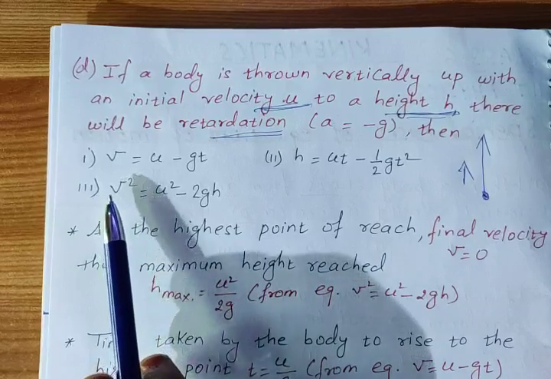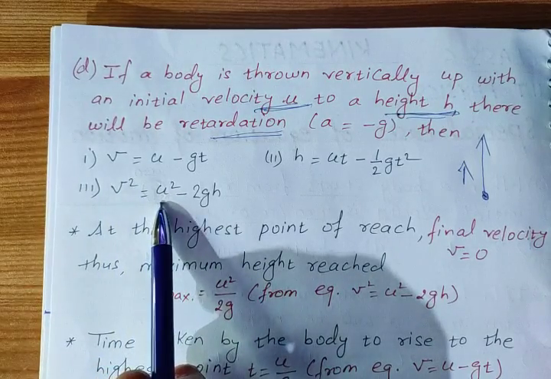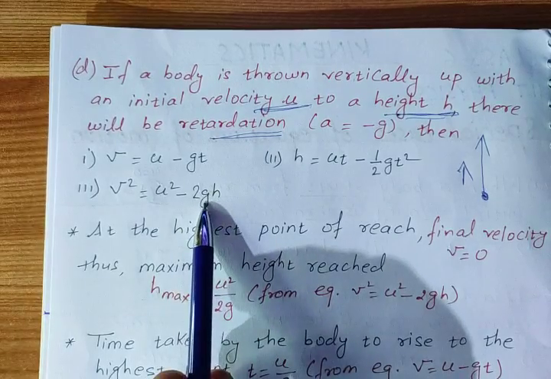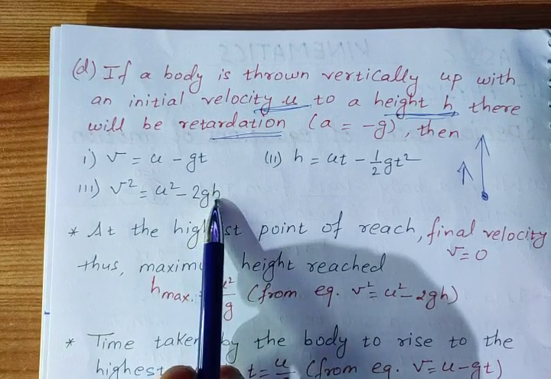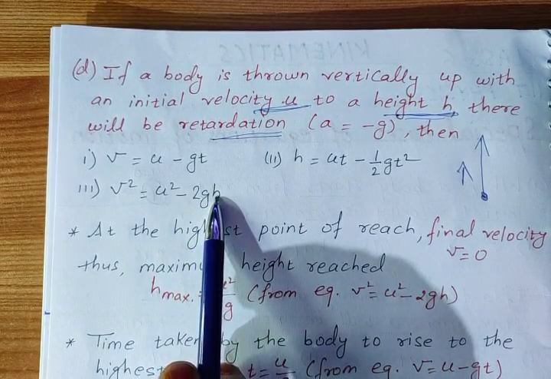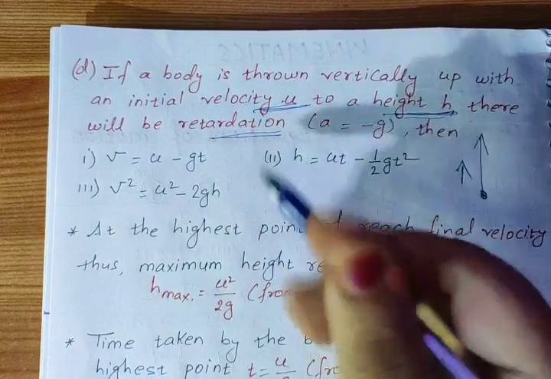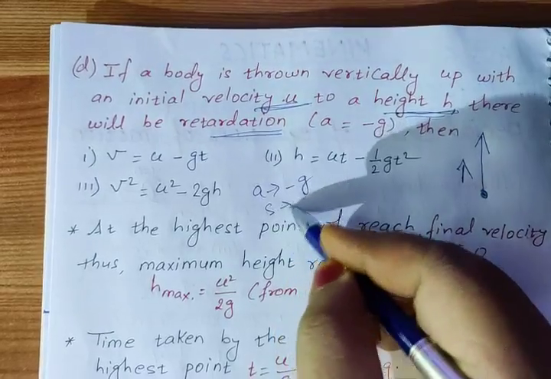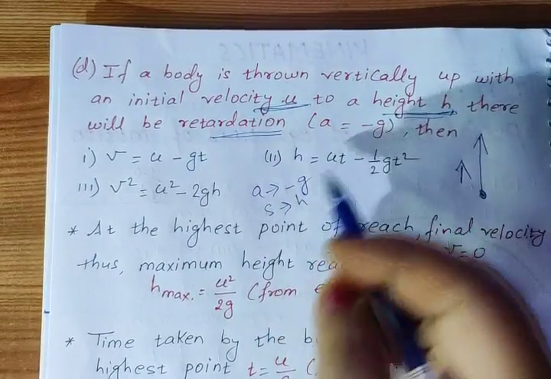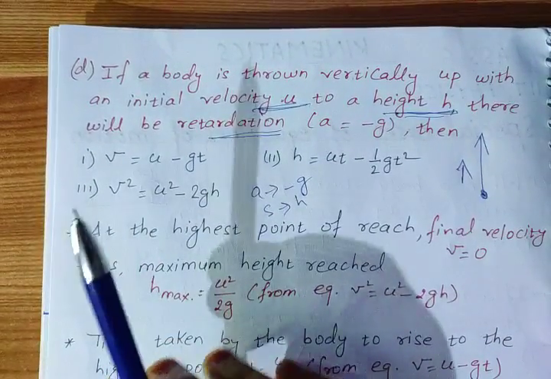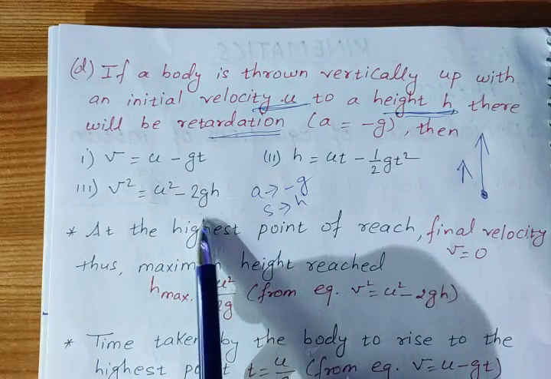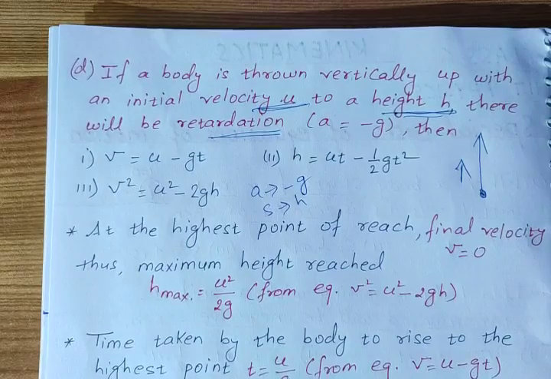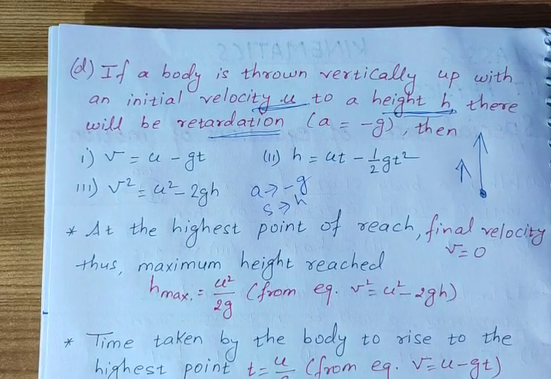Third equation is what? v square is equal to u square plus 2as. So plus a is replaced by minus g, and s is replaced by h. Then the equation becomes v square equal to u square minus 2gh. Okay children, please note this down.